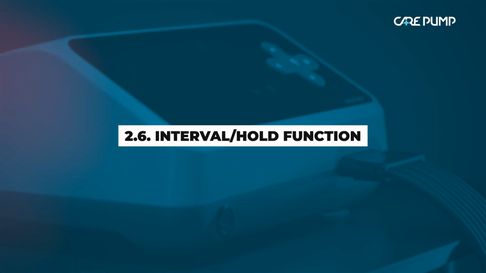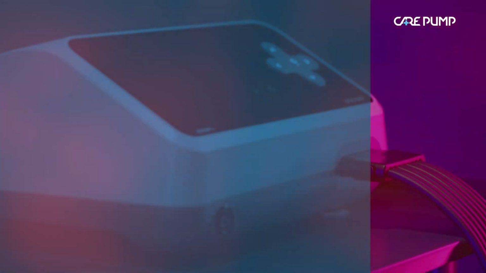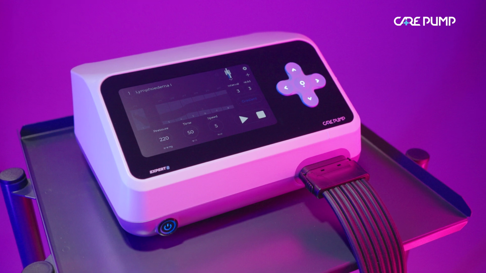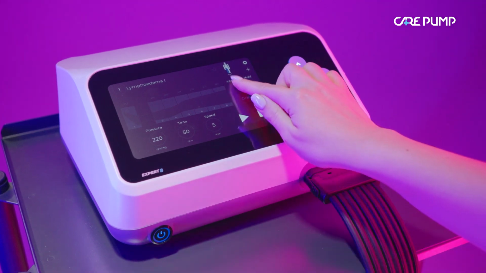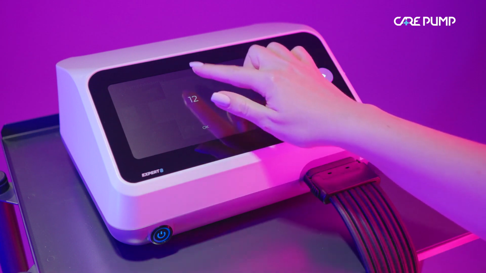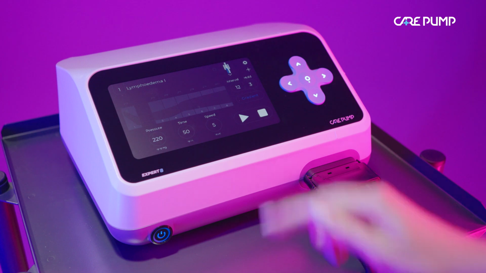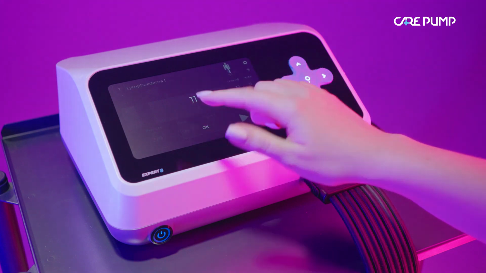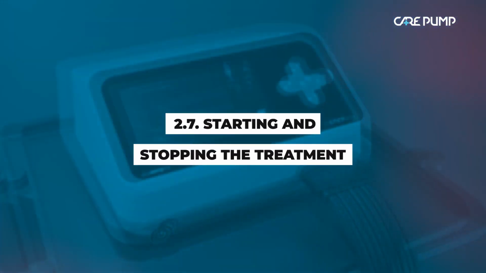Interval hold function. Interval function determines the pause between subsequent cycles of filling the chambers, and hold function is the time for each chamber to maintain its maximum set pressure. These parameters are specified in seconds. To change their value, press the corresponding icons, and by moving the values on the list up and down, select the appropriate one and confirm by pressing OK.